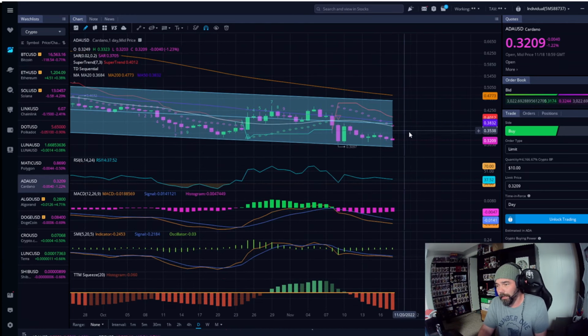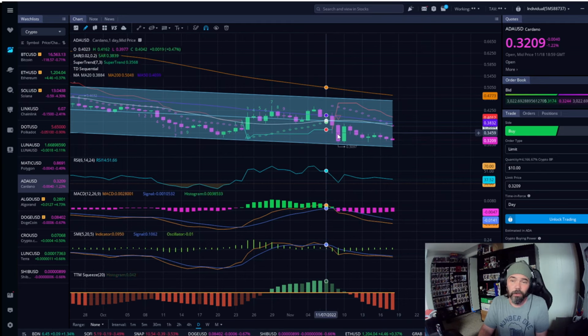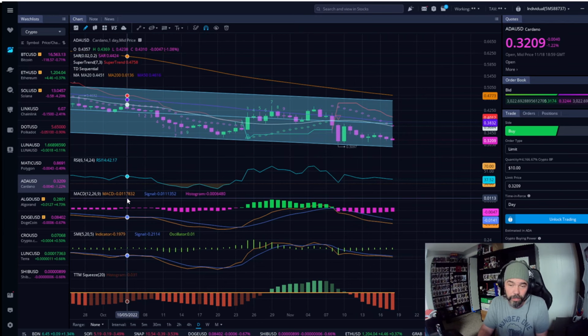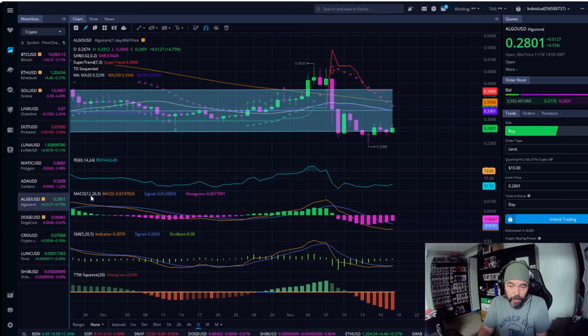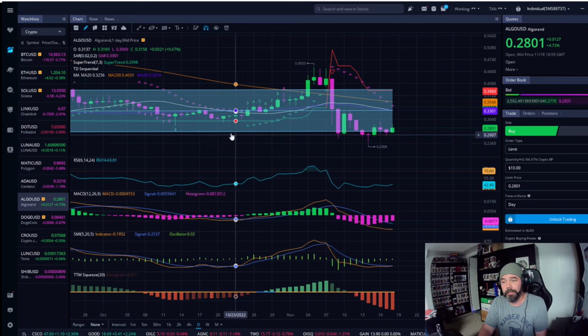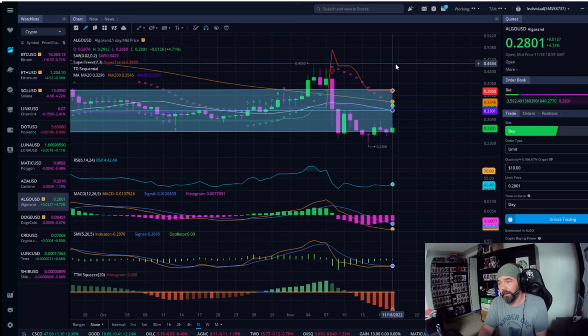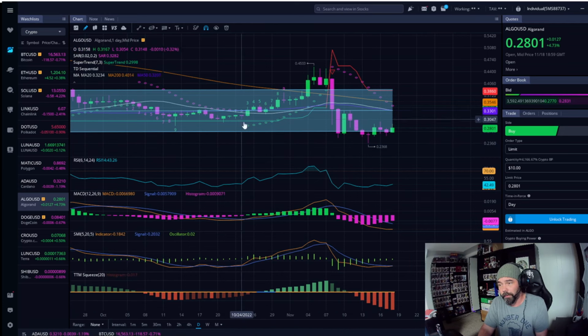Cardano's about the same thing. We're trading underneath all the averages. We're coming close to the bottom. As of right now, a lot of these charts are kind of looking the same. We might be getting close to a bounce off the bottom of these channels. Algorand, same thing, kind of the bottom. Yeah, about the same thing.